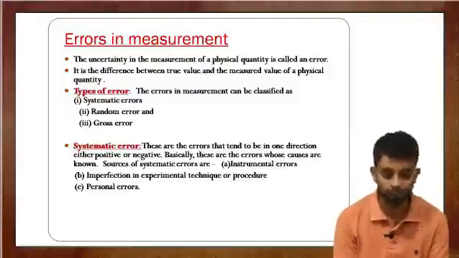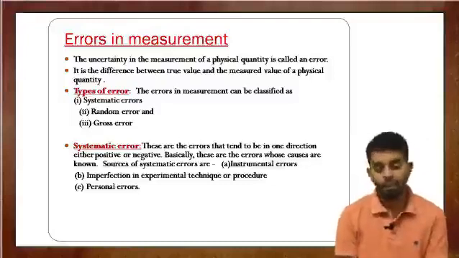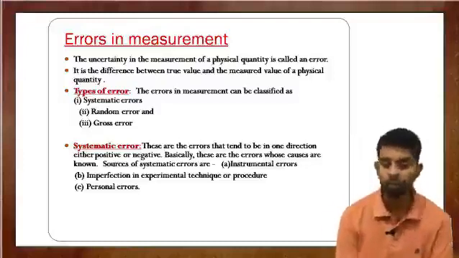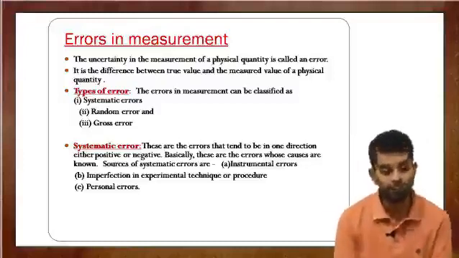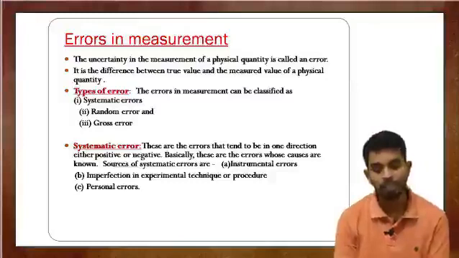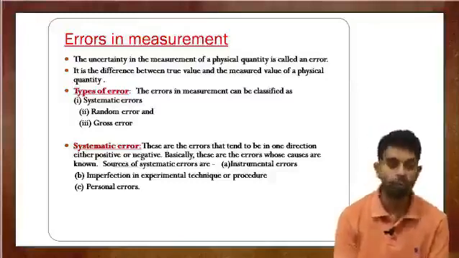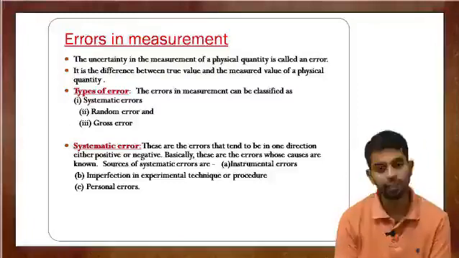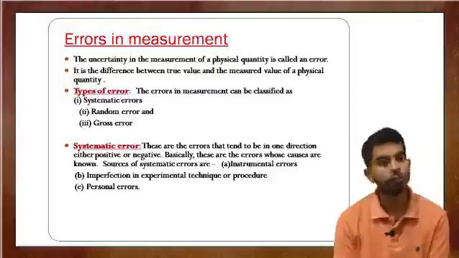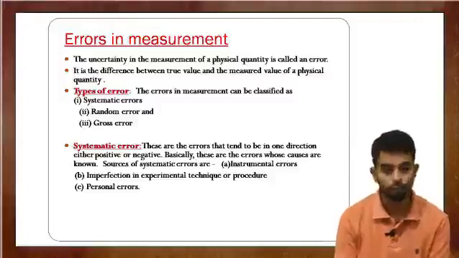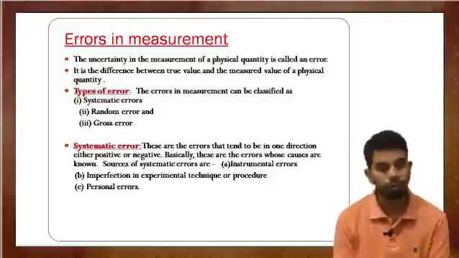So, what is systematic error? These are errors that tend to be in one direction, either positive or negative. Basically, these are errors whose causes are known. A source of systematic error may be instrumental error. It means whenever you use any instrument, the instrument may be wrong or not correctly marked. These are the instrumental errors.